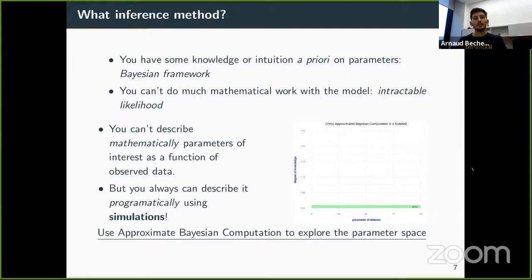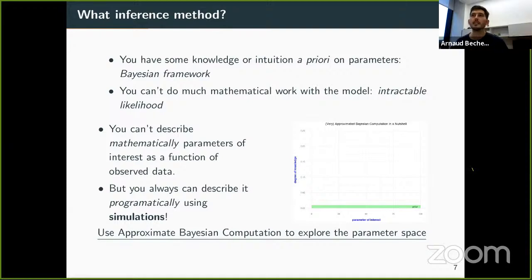But also, you cannot do much mathematical work with the model because of spatial and temporal variations in the landscape. You cannot just describe your model mathematically and extract an estimator of the parameter from this model as a function of the data. In terms of formula, it's not very cooperative. That's called an intractable likelihood problem. So you want to use likelihood-free methods. That is, if you cannot describe mathematically the parameters of interest as a function of the observed data, you can at least come up with a way to simulate them. That is using simulations to explore the parameter space.